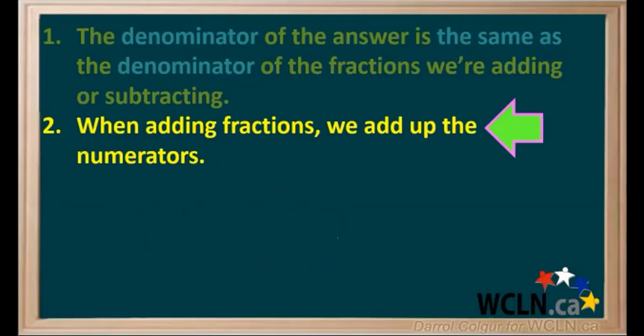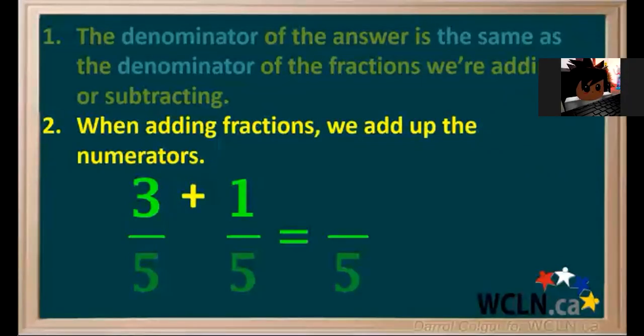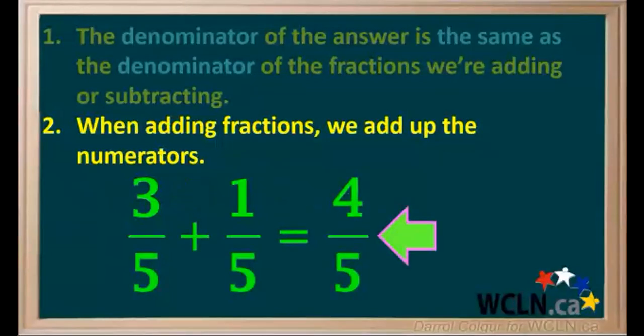The second thing is, when we're adding fractions, we add up the numerators in the fractions we're starting with to get the numerator in our answer. For example, when adding 3/5 and 1/5, we add the numerators 3 plus 1 to give us 4. So 3/5 plus 1/5 is equal to 4/5.